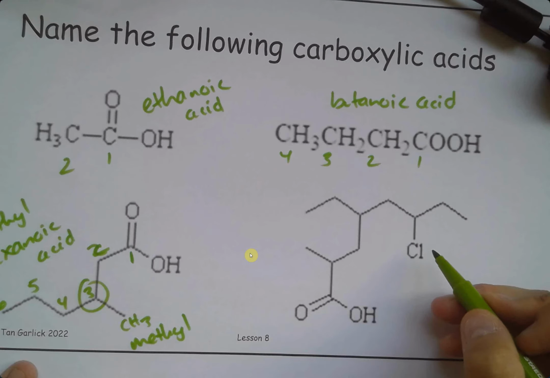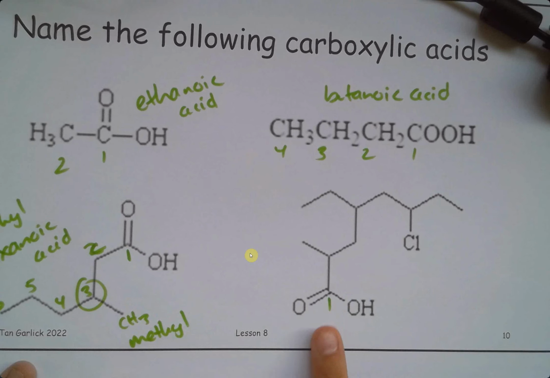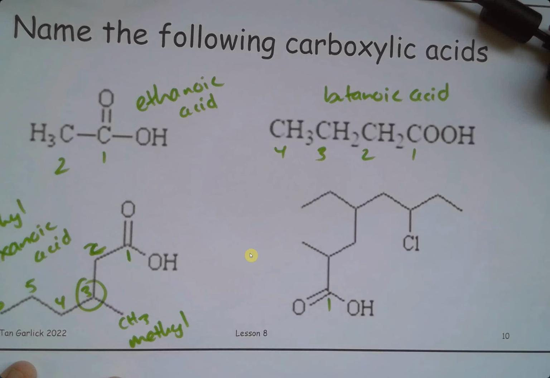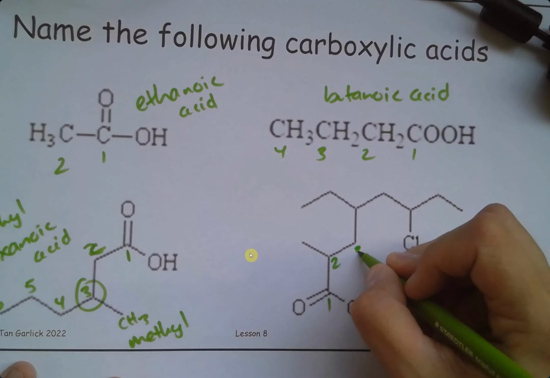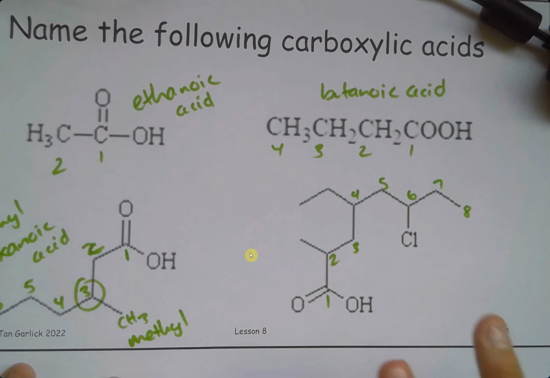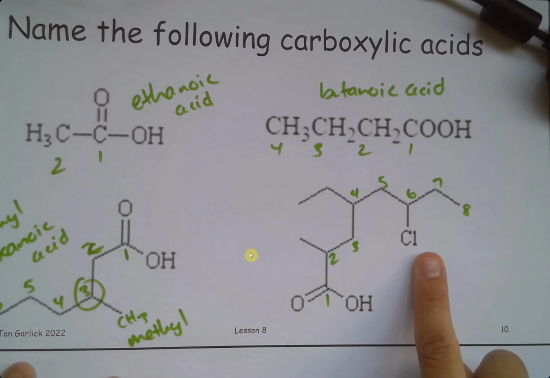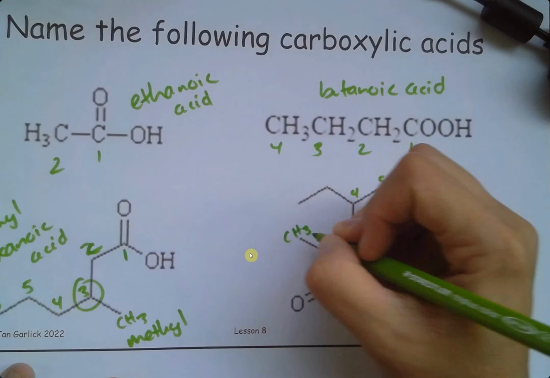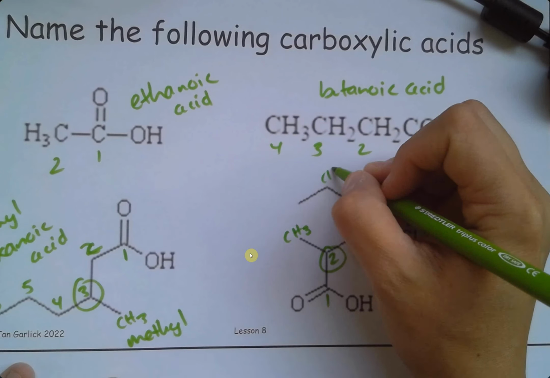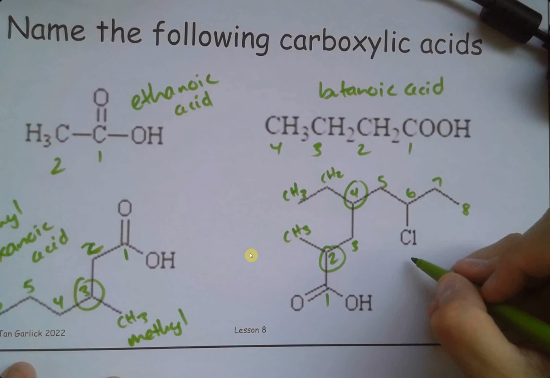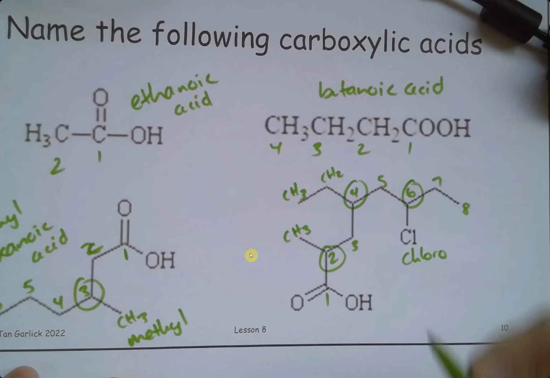This one here, we have 2 functional groups, but again, the rule has to go with the carboxylic acid being carbon number 1. I know you try to give the functional groups the lowest number possible, but in this case, if it's a choice between the carboxylic acid and the chlorine, the carboxylic acid gets the lowest number, which is 1. This here is my methyl, and that's on carbon number 2. That is an ethyl, and that's on carbon number 4. And then this is my chlorine, which is on carbon number 6.